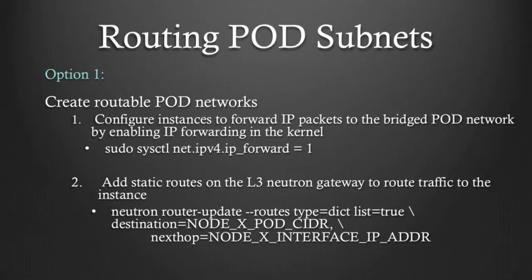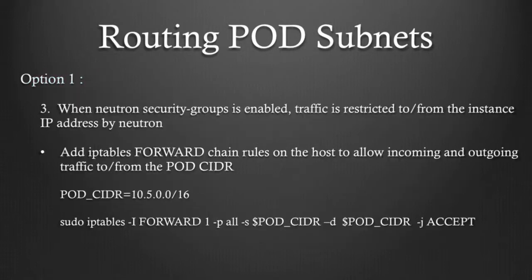How do you route pod subnets? Option 1 is to create routable pod networks. Configure instances to forward IP packets, which is done by default. Second, add static routes on the L3 Neutron gateway to route traffic to the instance. One more thing I noticed is that when security groups are enabled, Neutron will ensure that traffic is restricted to the instance. So you will have to add iptables rules to permit inbound and outgoing traffic from the pod CIDR network.